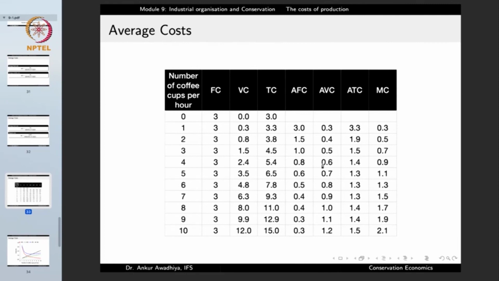What about the variable cost? The variable cost for making 1 cup of coffee is 0.3, so the average is 0.3. To make 2 cups of coffee, it is 0.8, so the average variable cost is 0.8 divided by 2, which is 0.4. To make 3 cups of coffee, the variable cost is 1.5, so the average is 1.5 divided by 3, which is 0.5, and so on. Here we are observing that the average variable cost is increasing. The average variable cost is increasing because of the law of diminishing marginal product.